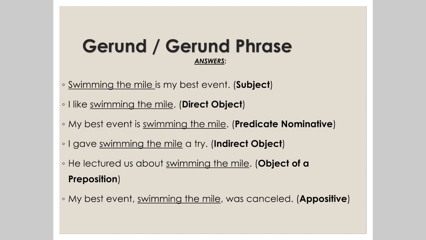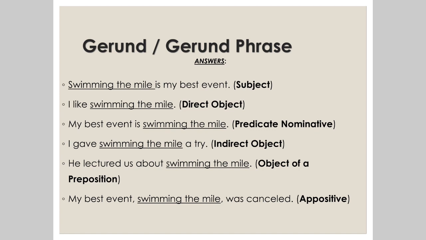My best event is swimming the mile because you're talking about the predicate nominative, and this is something that you might not have seen before, but we're not going deep into this. It's just a predicate because it has a verb. Now, I gave swimming the mile a try: indirect object. So you're also talking about it, but in an indirect way. We will not go deep into this. We will just go into identifying the gerunds only.